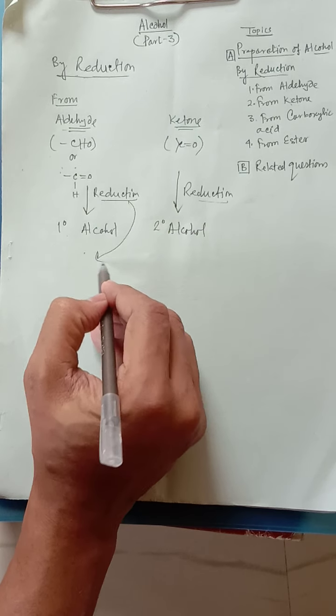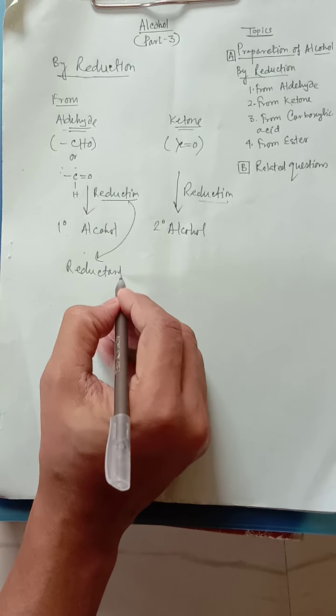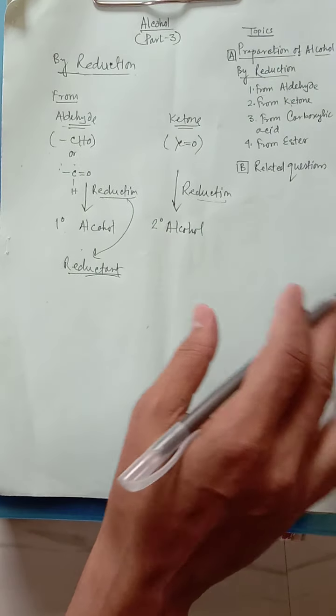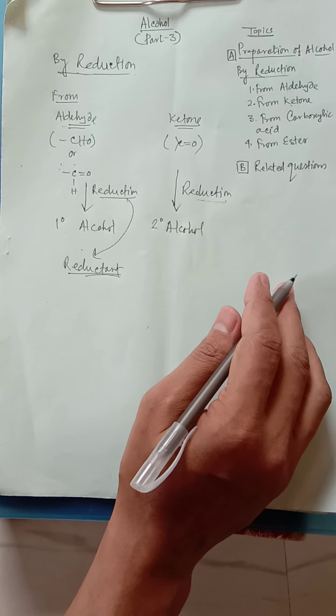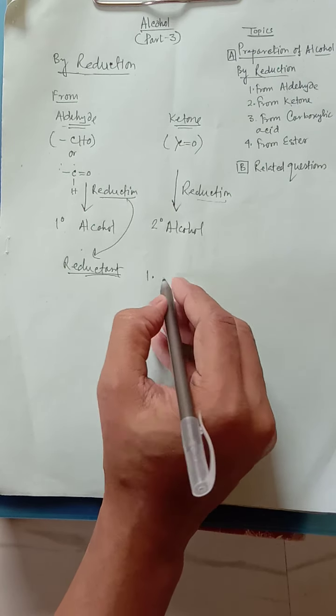Now moving to the specific examples. Before that, at first, reduction is done by a reductant, obviously. That means a reductant should be used. Without a reductant, how can we reduce? Okay, fine. There are lots of reductants. I am giving some examples one by one.